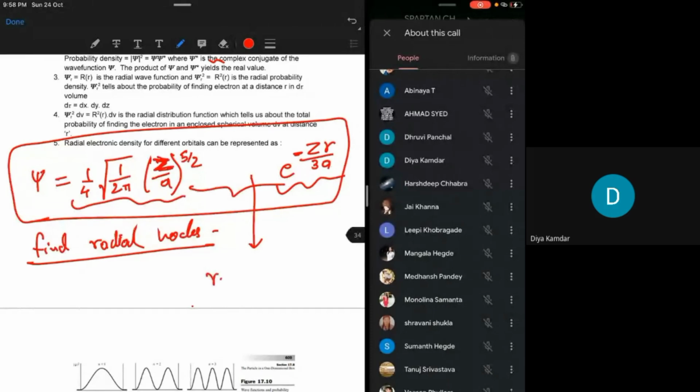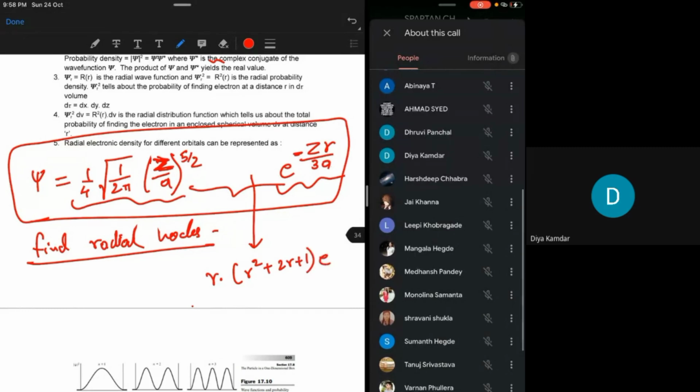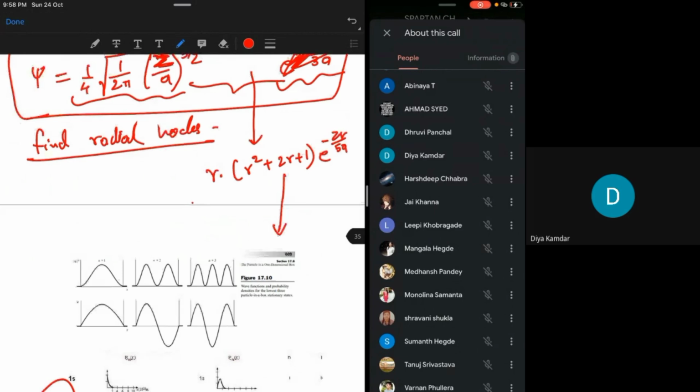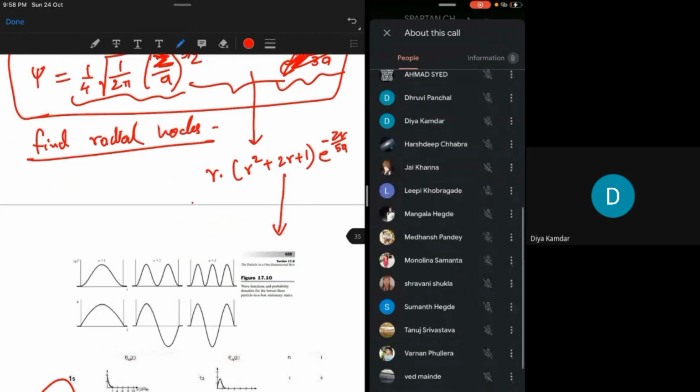Here I can give you r into r square plus 2r plus 1 into e power Zr upon 5a, like that. Then what will you do to find out nodes? Let me ask Tanuj. What will you do here? What will be the radial node here? Bhaiya, it's giving r equals 0, and the second function will not be 0 anywhere. Let me give you this question, just 30 seconds. Let me ask someone else. Jay Khanna, tell me, what are the radial nodes in this?